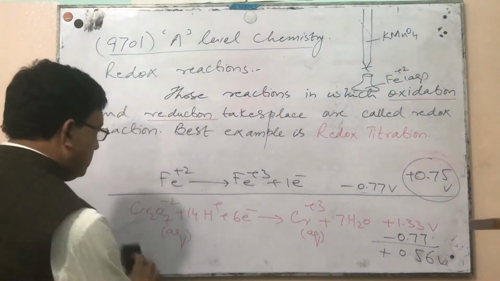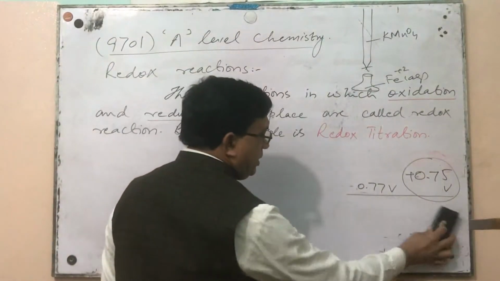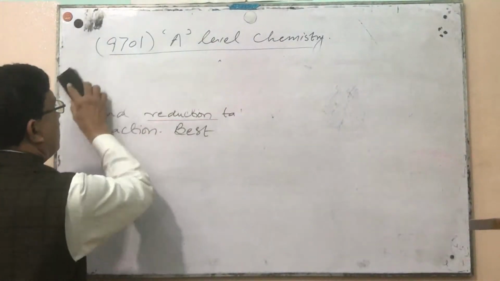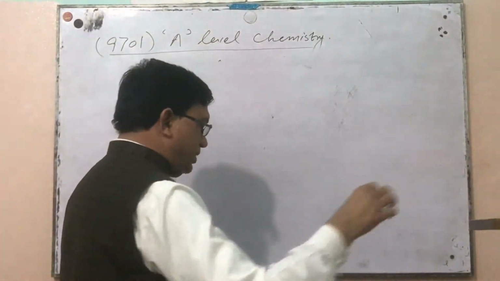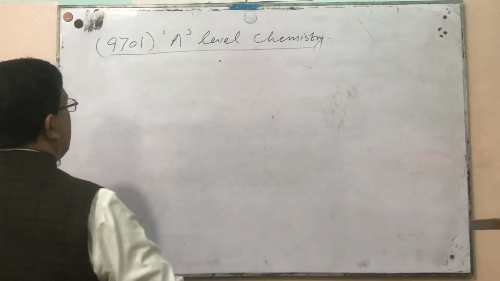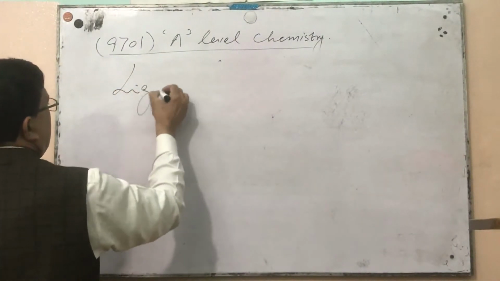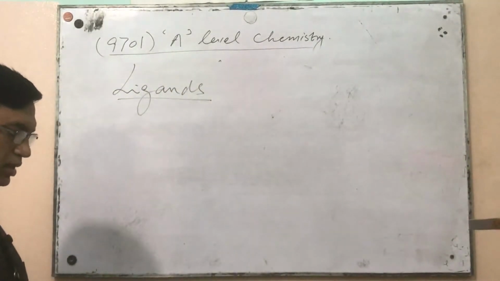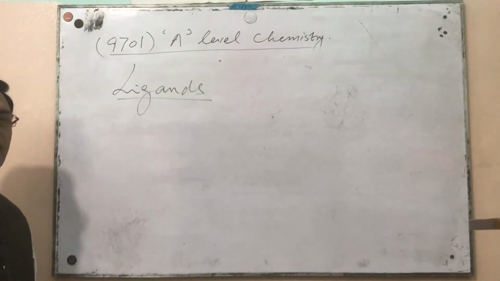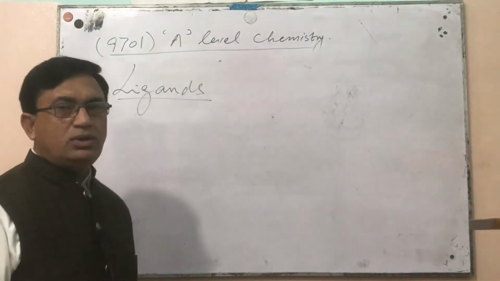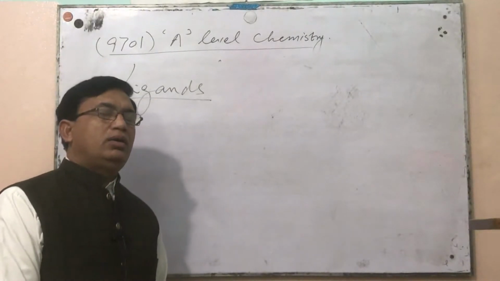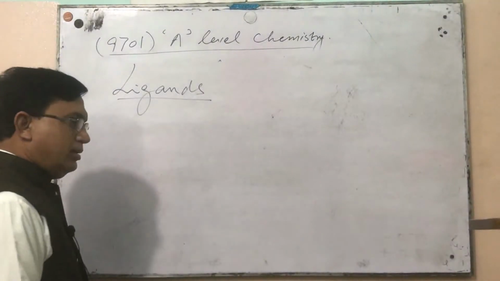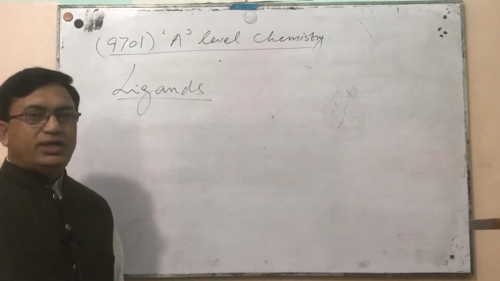Now, the next topic is ligands. Ligands and complex formation. What are ligands? Ligands are atoms or groups of atoms which contain a pair of electrons that can be donated to the central metal atom forming a coordination complex.